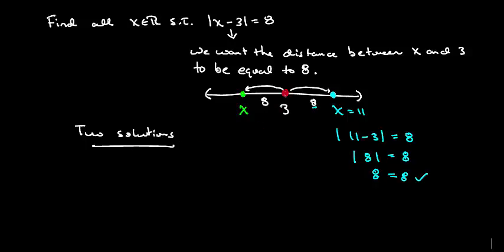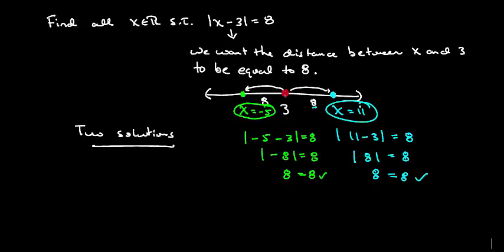So for our other solution, if we go back 8 this way, we end up over here at -5. So let's see if that works. Then we would have x, which is -5, minus 3, and we want to show that that's equal to 8. So that would be -8, so the absolute value of -8 is 8. And so our two real numbers that work up in this guy right here are -5 and 11.